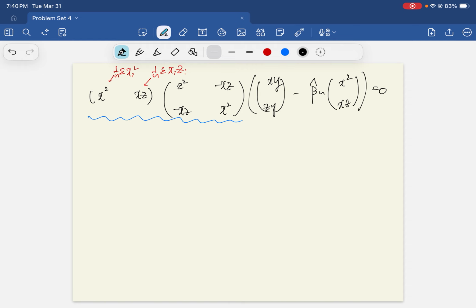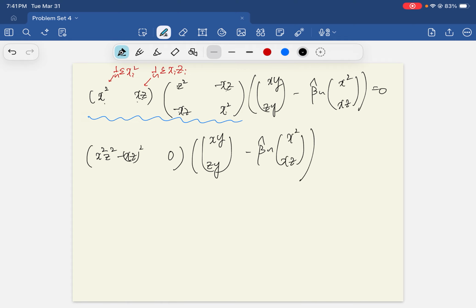So if you multiply the two matrices, you are going to get x squared z squared minus xz squared. And the second row is x squared times minus xz, plus xz times x squared. It's 0, right? That's very interesting. Still, we have xy, zy minus beta hat n, x squared xz. Okay, that's 0. So it's simplified already. The second row is 0.